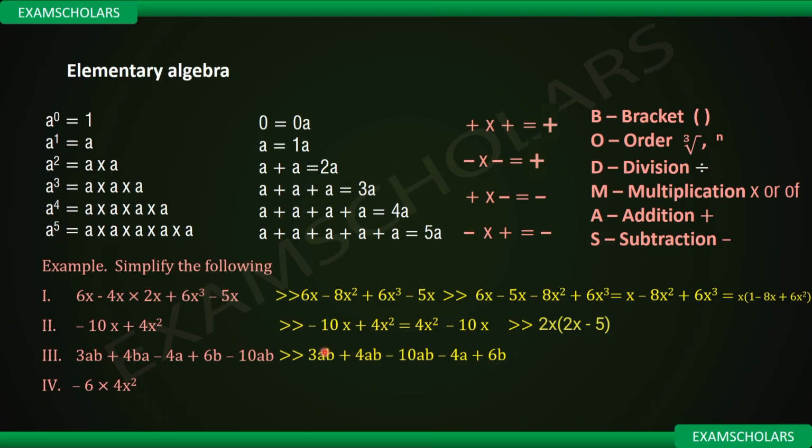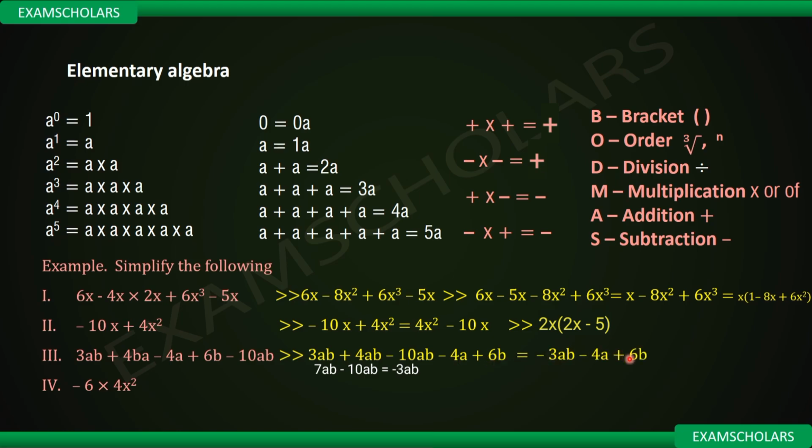Now you can add these and subtract them. This one, they are the same. So what is 3ab plus 4ab? You have 7ab. 7ab minus 10ab, you have minus 3ab. So we now have our what? Minus 3ab minus 4a plus 6b.